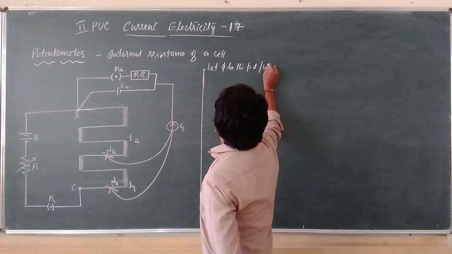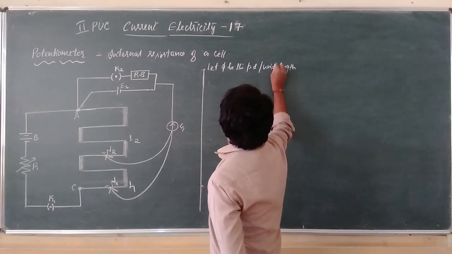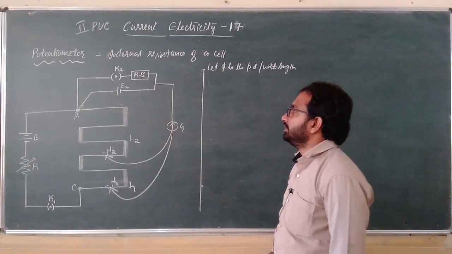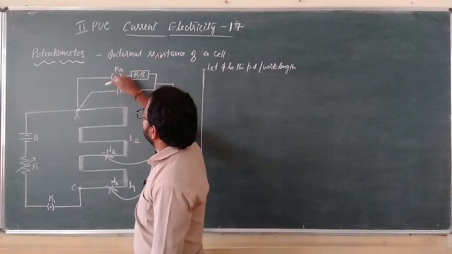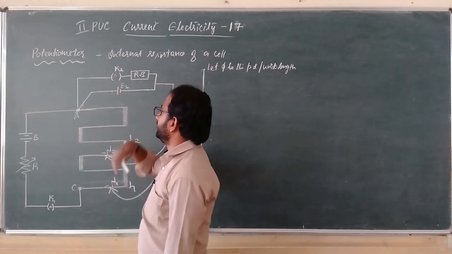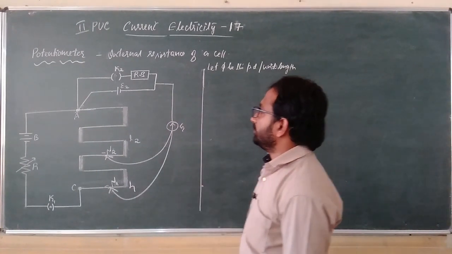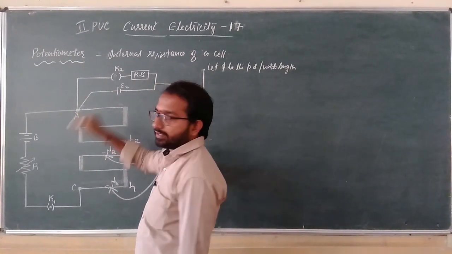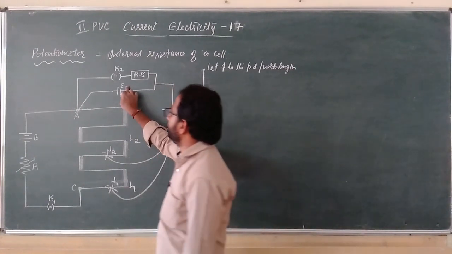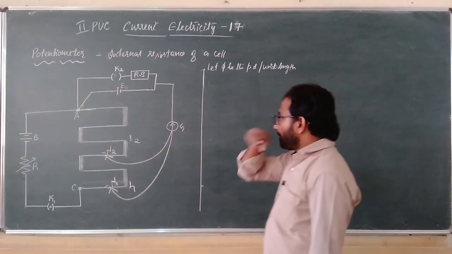Potential drop per unit length of the wire. So now, if K2 is opened, then the resistance is not connected to the cell. Therefore, whatever potential difference you get across the terminals of this cell is nothing but the EMF of the cell itself. So let it be E.